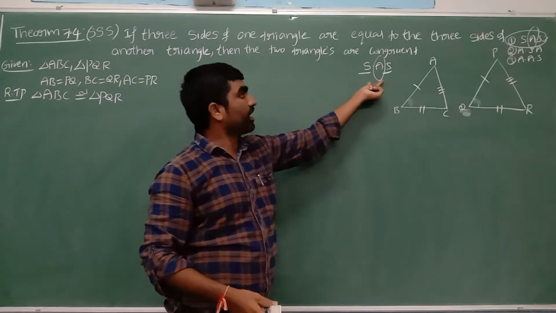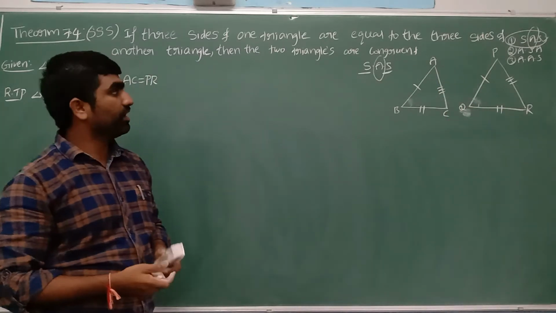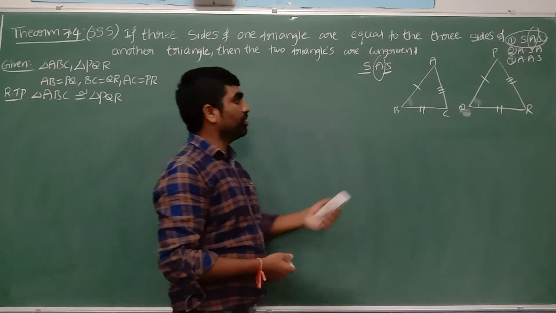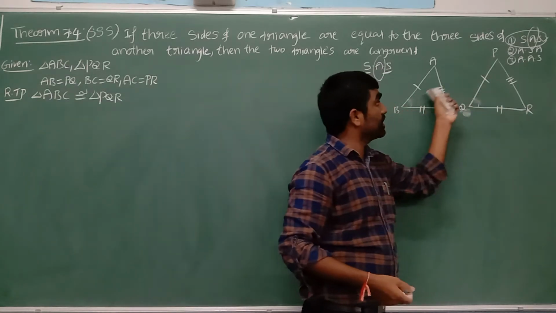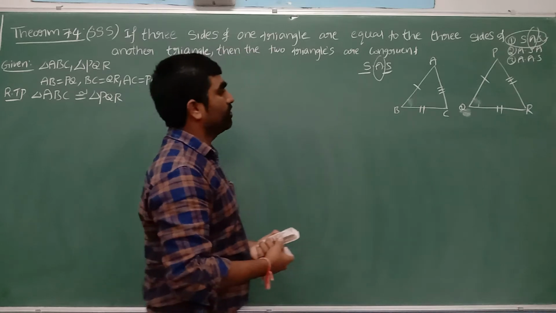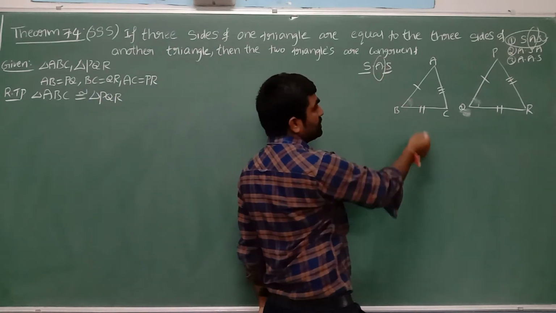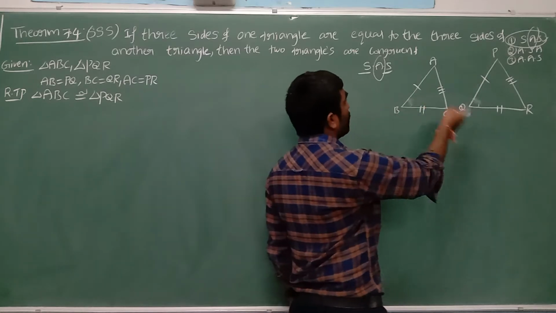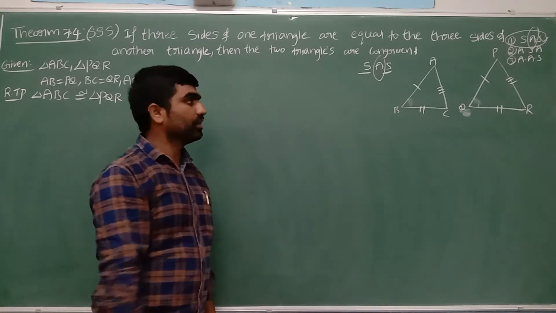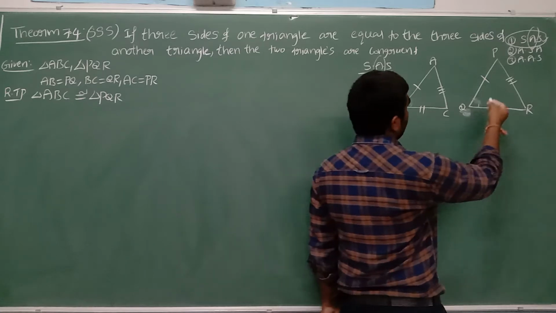Now think about this angle. How can I prove this angle is equal in both the triangles? How can I prove one angle is equal in both the triangles? For that, we need some construction. With the help of that construction, we can prove one angle is equal. Then we can say that they are congruent by SAS. Okay, let me draw this construction.